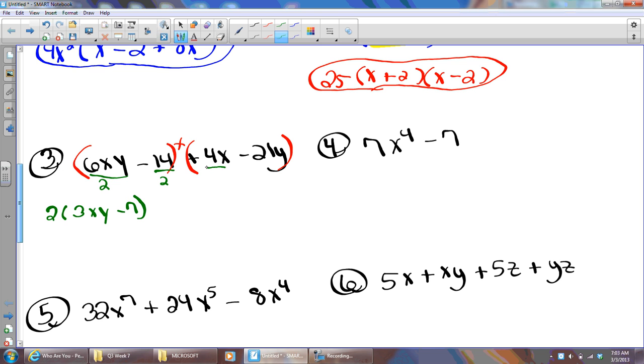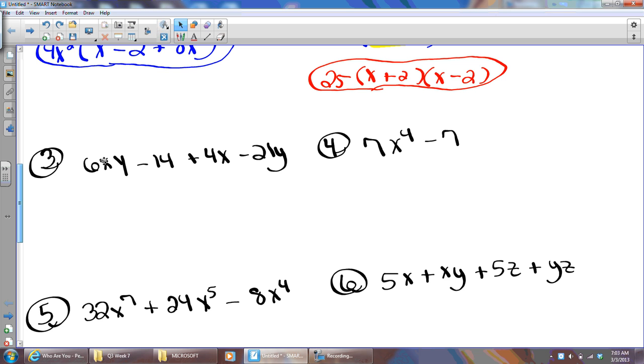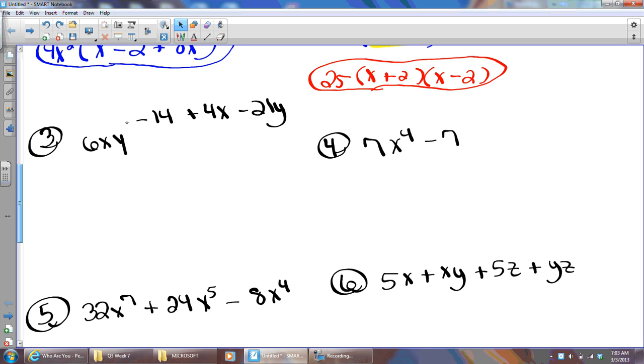Now I need the GCF of 4x minus 21y. Oh, I did goof. Look at that. I don't have a GCF, do I? Now remember that to be able to group, I have to have a GCF in both groups. So I need to rewrite this problem so that I can have a GCF in both groups. And I'm just going to scooch it up a little bit to give myself more room.